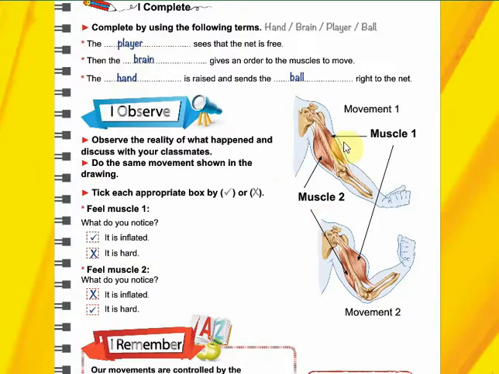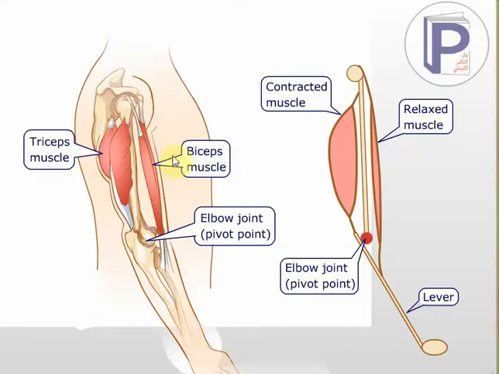Now let's observe these two movements. This is movement 1 and this is movement 2. Observe them well. Each movement has a name, and here we have two muscles. This is the biceps muscle and this is the triceps muscle. Okay? Here we are going to see both movements, movement 1 and movement 2. This is movement 1. It's called extension or stretching.